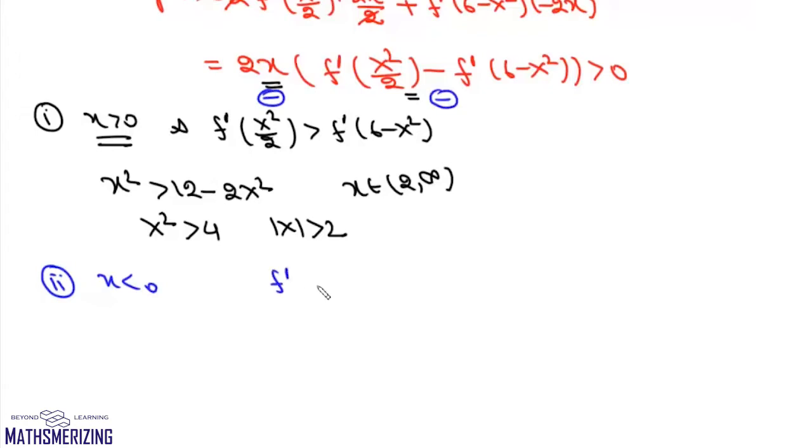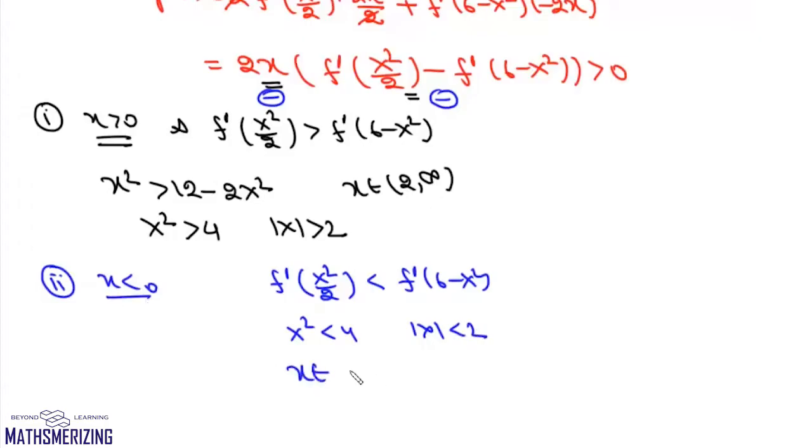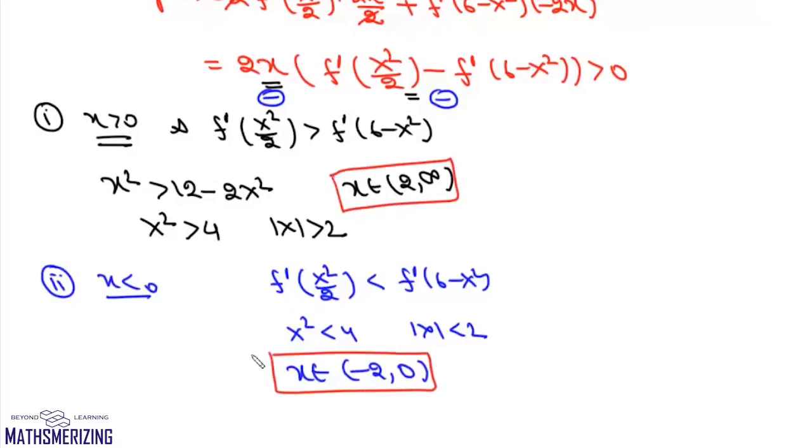So we'll get this condition that f'(x²/2) must be less than f'(6 − x²). We'll get this condition that x² is less than 4, that is |x| is less than 2. And since x is less than 0, we'll get this condition that x belongs to (−2, 0). So we are getting two conditions: either x is greater than 2 or x lies between −2 and 0.